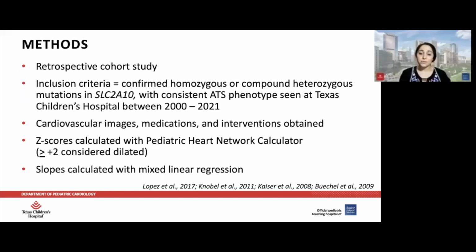For our methods, this project was conducted as a retrospective cohort study. The inclusion criteria included those with confirmed homozygous or compound heterozygous mutations in the SLC2A10 gene and phenotypes that were consistent with ATS, as in our patients seen at Texas Children's Hospital from the year 2000 to 2021. Cardiovascular imaging, medications, and interventions were reviewed, and Z-scores were utilized as an analytic factor to determine how many standard deviations our measurements were from the average values. We calculated Z-scores with weight and height and cardiac dimensions by using the Pediatric Heart Network calculator, and Z-scores greater than or equal to +2 were considered dilated. And then finally, our slopes were calculated using mixed linear regression.